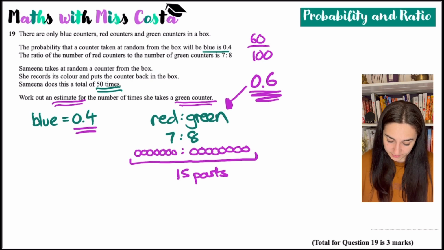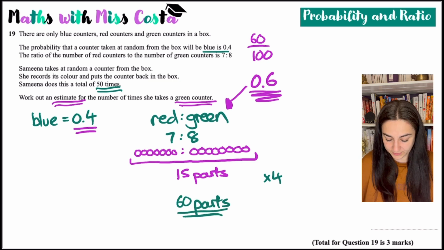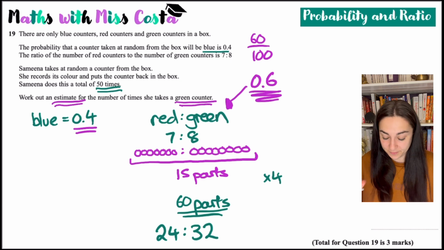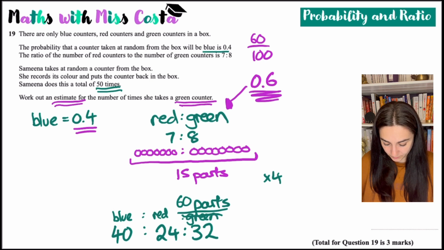So I know that to turn 15 parts into a percentage, I would multiply it by 4 because that gives me 60 parts in total. And then I can work with the equivalent ratios of the blue. So 7 times by 4 is 28. And 8 times by 4 is 32. So if I were to have these all as a ratio, I know that blue parts would be 40. And so blue to red to green would be like that, because I've made my probability sum to 1.